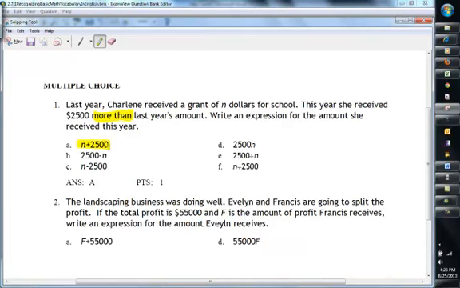A landscaping business is doing well. Evelyn and Francis are going to split the profit. If the total profit is 55,000 and F is Francis's profit, well, they have to add up to 55,000. So F plus Evelyn's profit is 55,000. So Evelyn's profit is 55,000 minus F.